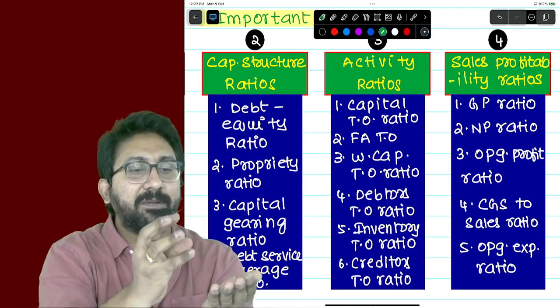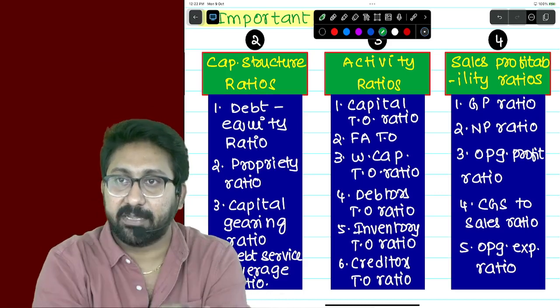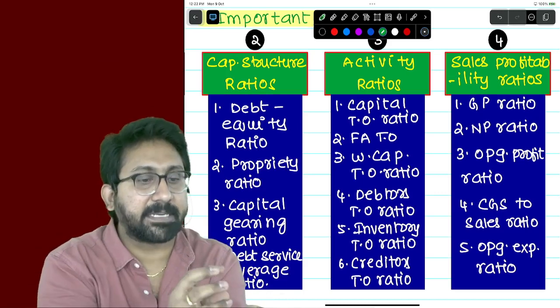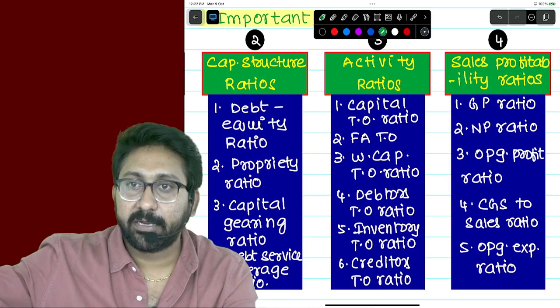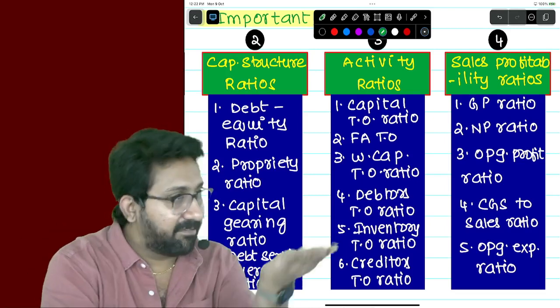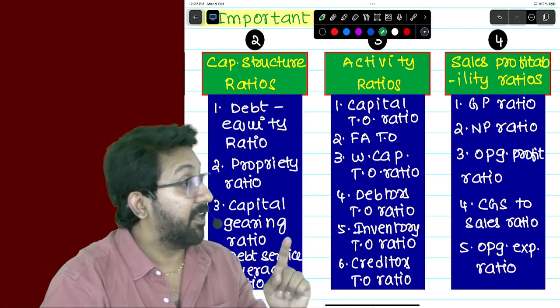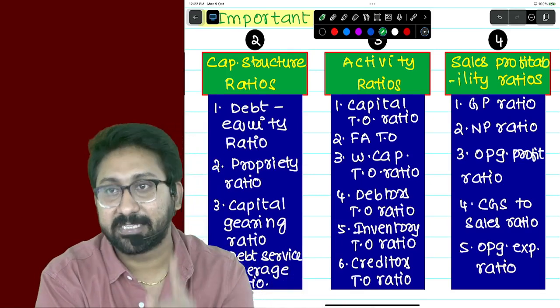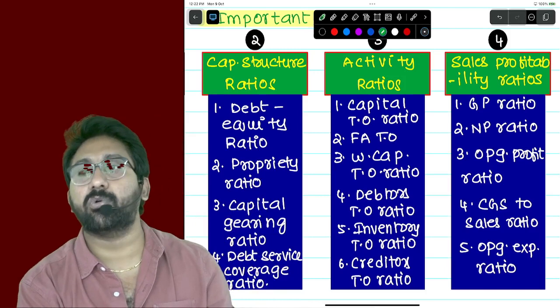Profit is a percentage applied on sales. Sales 100 rupees, profit percentage 10, what is your profit? 10 rupees. Profit percentage 20, what is your profit? 20. Profit can increase even without increasing sales. But definitely if the sales increase, what will increase? Profit will increase. Who influences whom?